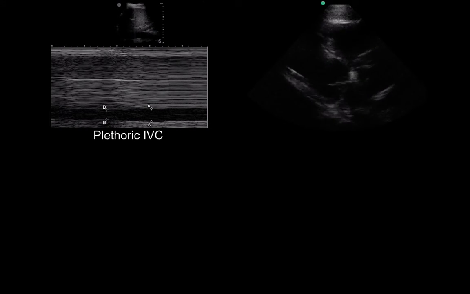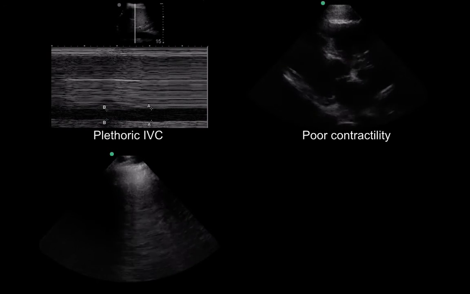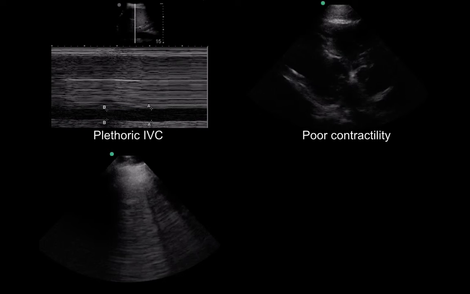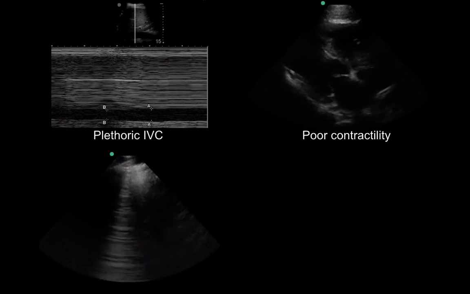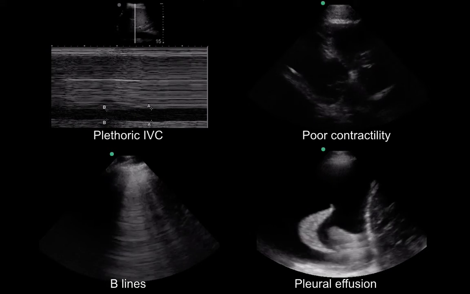Our tank assessment shows a large IVC with minimal respiratory variation. This suggests cardiogenic or obstructive shock. Our pump assessment shows poor contractility, suggesting systolic failure. Lung ultrasound shows further evidence of volume overload. We see lung rockets or B lines, which signify pulmonary edema. And our FAST exam shows us a large pleural effusion.